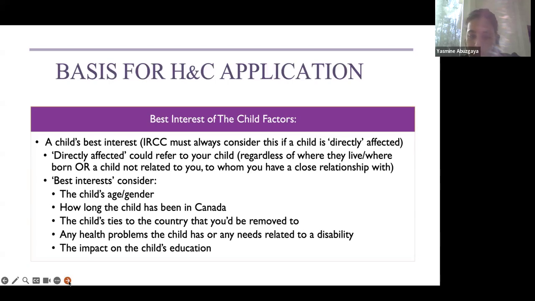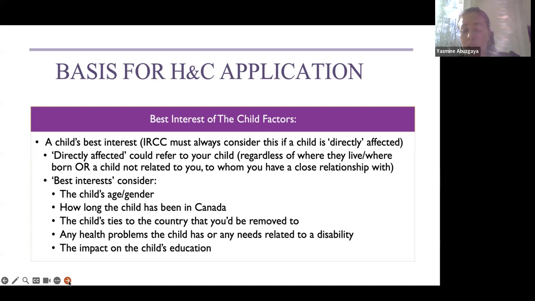The next factor that is considered is the best interest of any child that would be impacted by the decision. So what does that mean? That means an immigration officer must take into account the best interest of any child that is directly affected by an applicant's removal from Canada. Now, that child could be the applicant's own biological child, including a Canadian or a foreign-born child, can be a grandchild, or another child that the applicant shares a close relationship with.